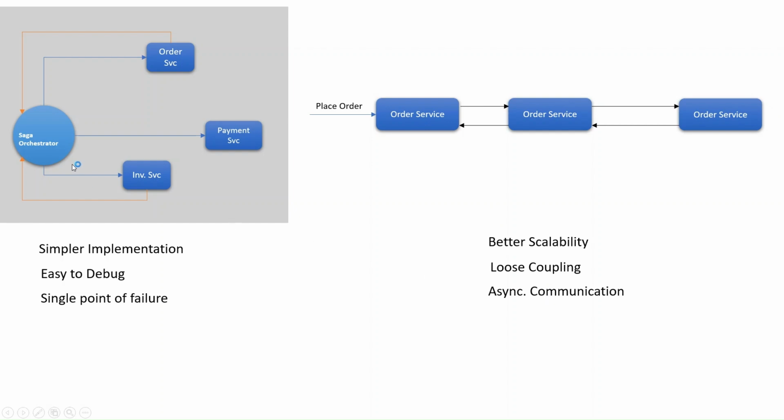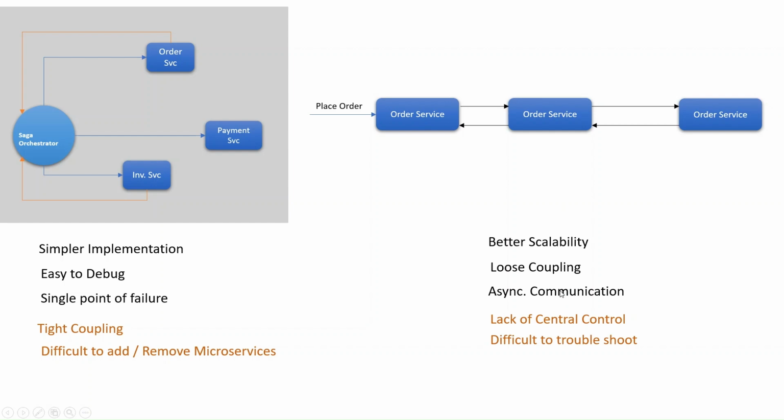If I talk about the cons of the orchestrator, then there is tight coupling, because every service depends upon your central control, which is the Saga orchestrator. It is also very difficult to add and remove microservices, because you have to reorder everything in the orchestrator in order to add or remove any microservice. And if I talk about the cons of the choreography approach, then there is a lack of central control and it is difficult to troubleshoot. It depends upon the choice and the requirements of your project which pattern you are going to apply. In the next demo, we will implement these two patterns.